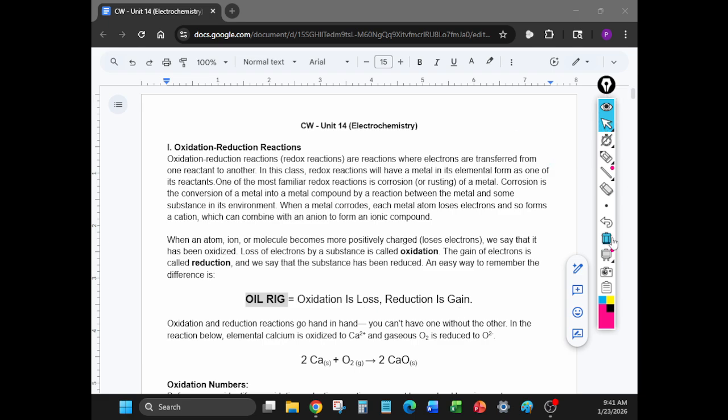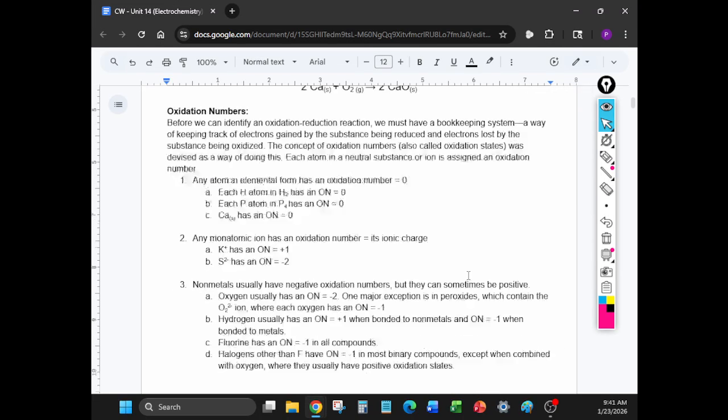Now, we look at oxidation reduction and how electrons move through a system called oxidation numbers. So this is the list right here. We're going to go through it very briefly, but again, if you want a more detailed explanation for each of these, you might want to go back to Unit 4 and look at redox numbers.